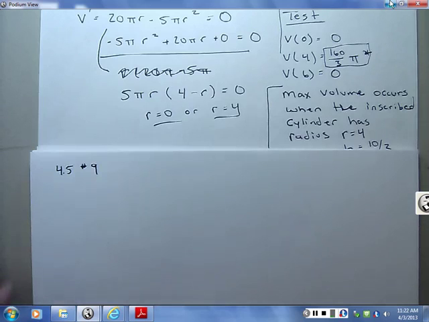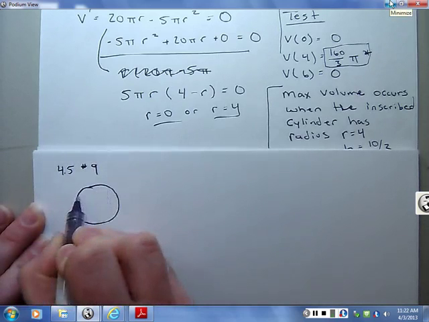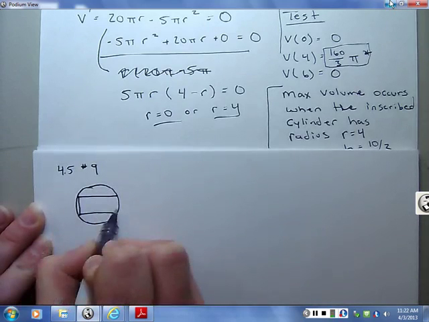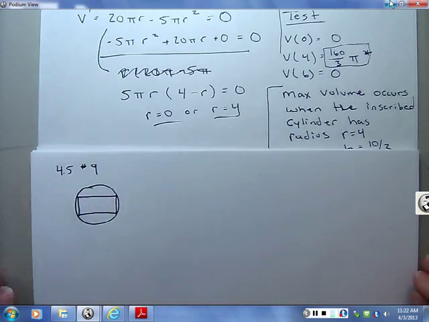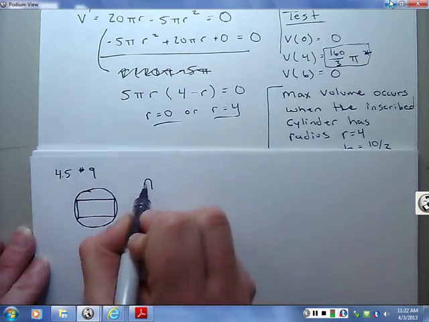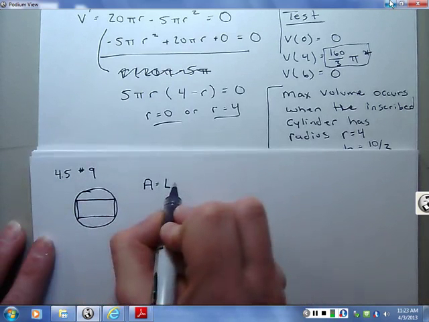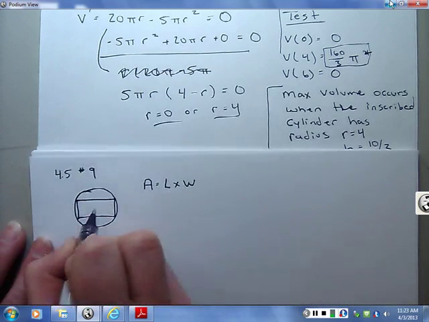I have a circle, and I have an inscribed rectangle in the circle. And I want to maximize the area of my rectangle. So what's the formula for the area of a rectangle? Length times width, right? So I'm going to call this the length, and I'm going to call this the width.